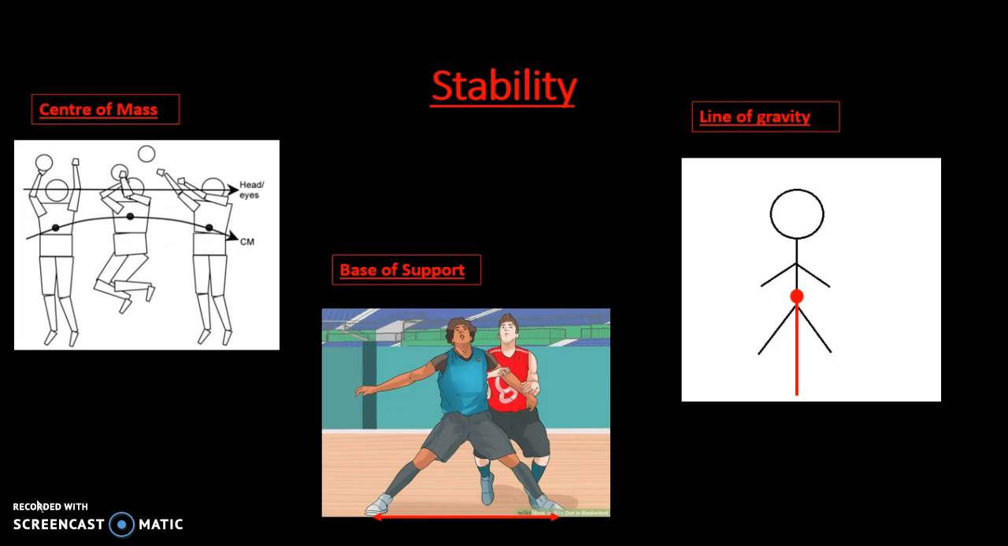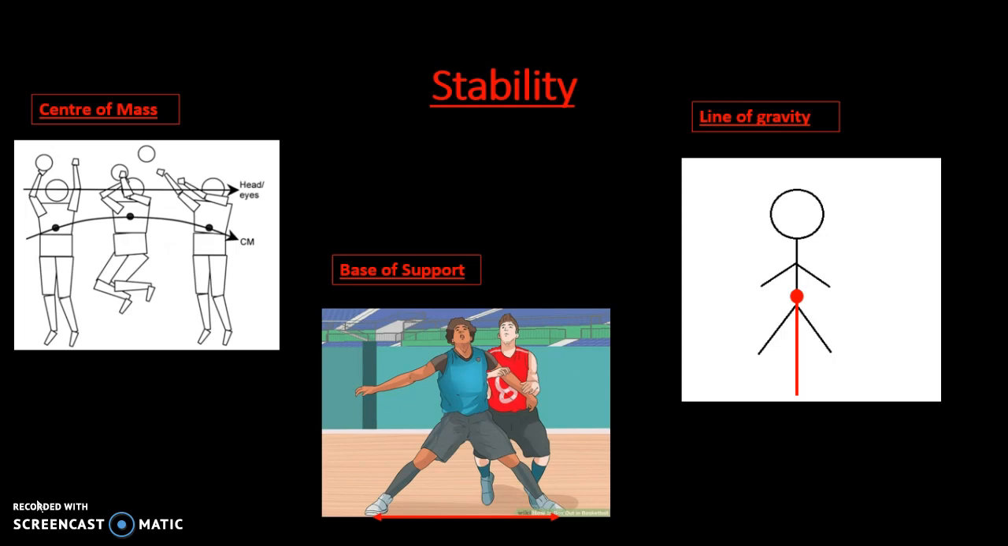We also have a line of gravity. This is the line that runs down from the centre of mass. If a person's line of gravity is in the centre of the base of support, and therefore their centre of mass would also be in the middle of the base of support, this is when a person will be at their highest stability, like in that picture.